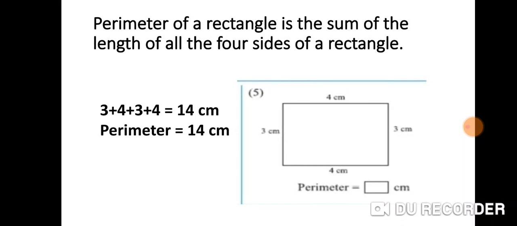The next sum, perimeter of a rectangle. Now, the rectangle out here measures 3 centimeters and 4 centimeters. So, the perimeter of a rectangle, once again the formula, is the sum of the length of all the 4 sides of a rectangle. So, 3 plus 4 gives us the answer 7. And 7 plus 7 is? Yes, it's 14. So, the perimeter of this rectangle is 14 centimeters.